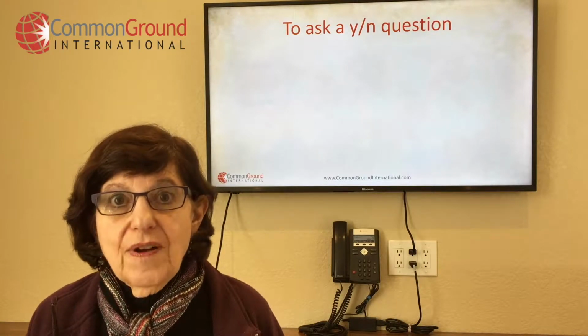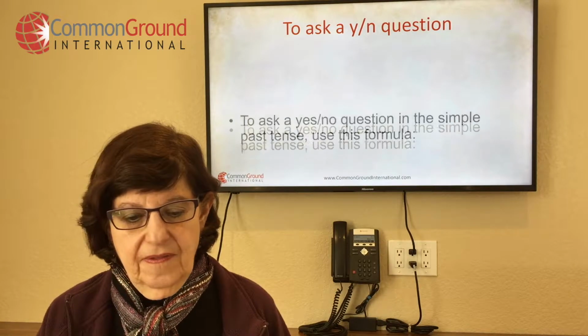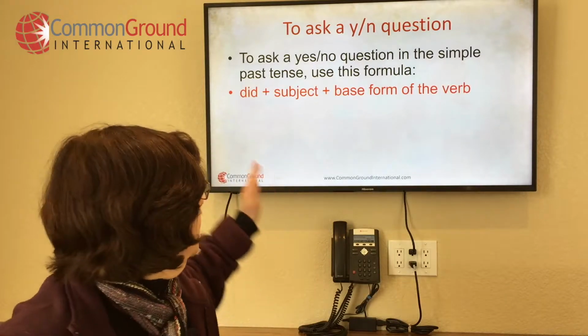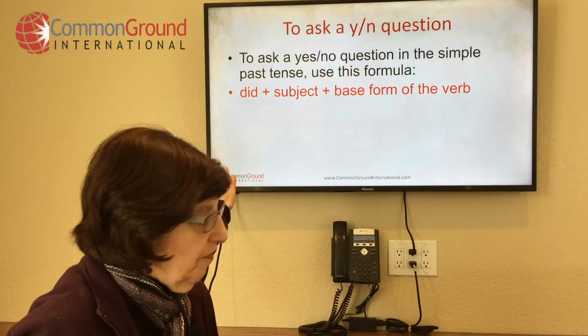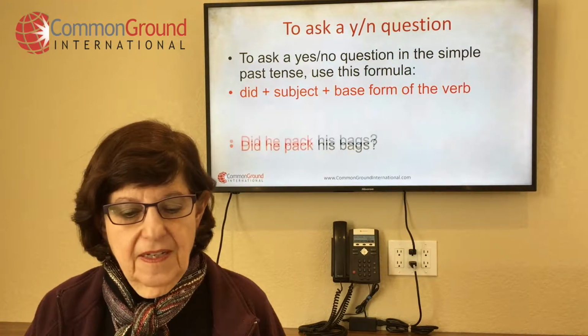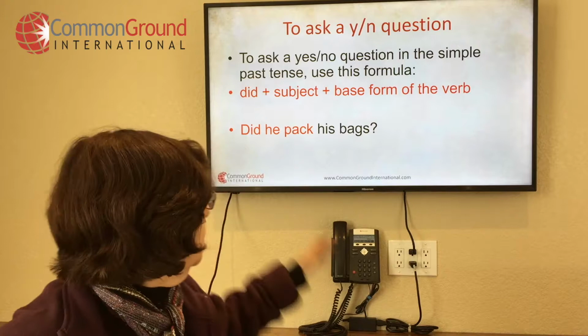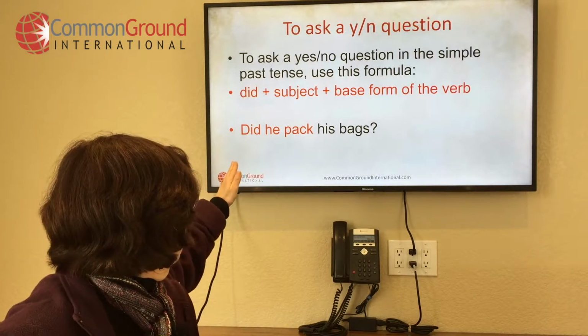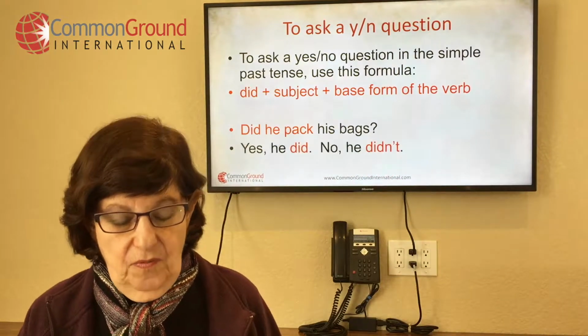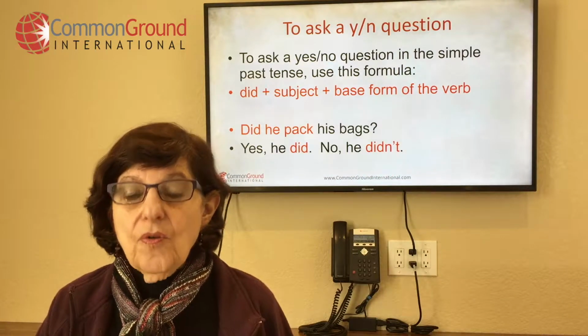To ask a yes-no question in the simple past, we have a formula. Did for all persons, subject, and base form of the verb. Did he pack his bags? Did he, and then base form. Answer, we use did, yes he did, or no he didn't.